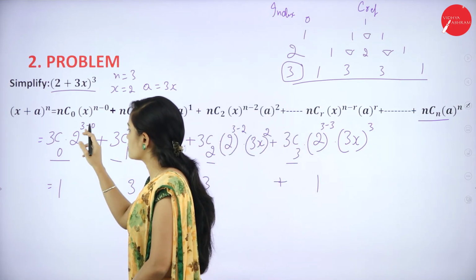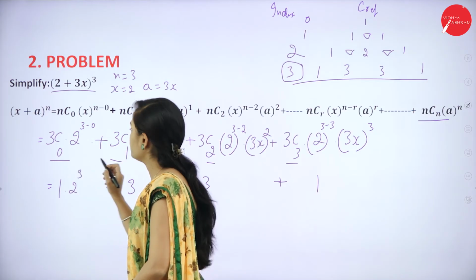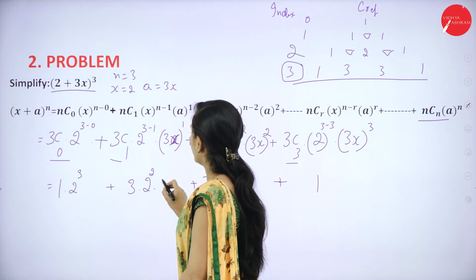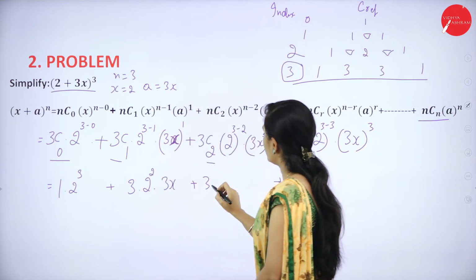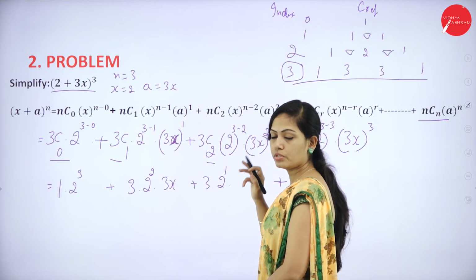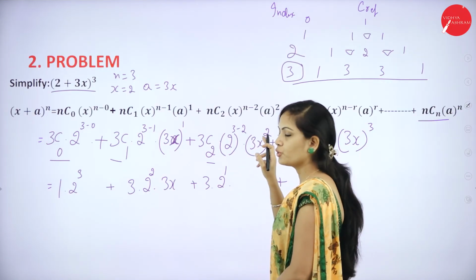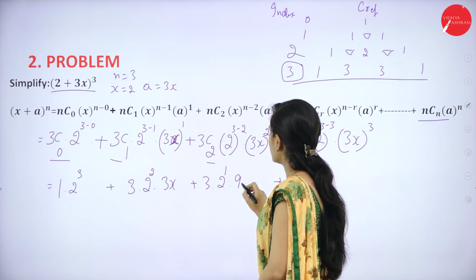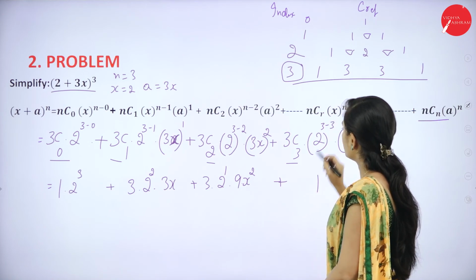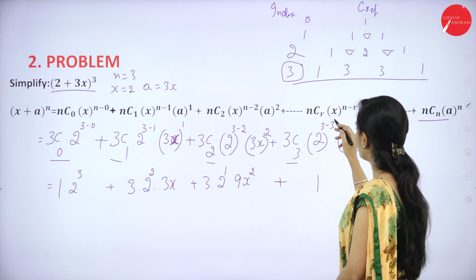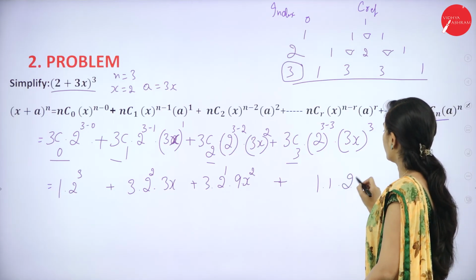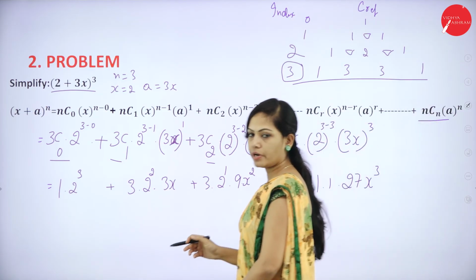Now you can simplify this. 2 power 3 minus 0 is 2 power 3. And 2 power 3 minus 1 is 2 power 2, into (3x) power 1, which is 3x. And 2 power 3 minus 2 is 2 power 1, into (3x) power 2. (3x) whole power 2, that is 3 into 3 is 9, x into x is x square. So 9x square. And next is 2 power 3 minus 3. 3 minus 3 is 0, so 2 power 0 means it is 1. (3x) power 3: 3 into 3 into 3, 27x cube.